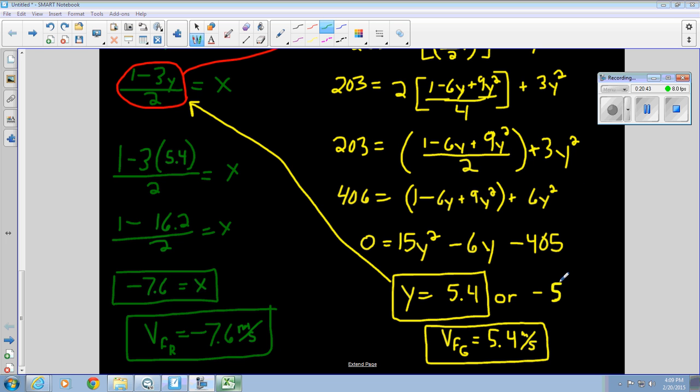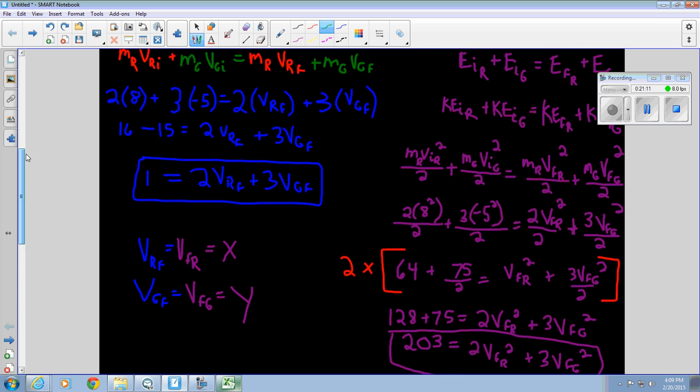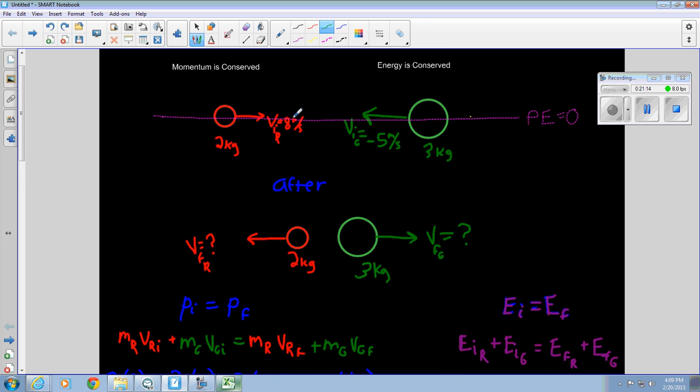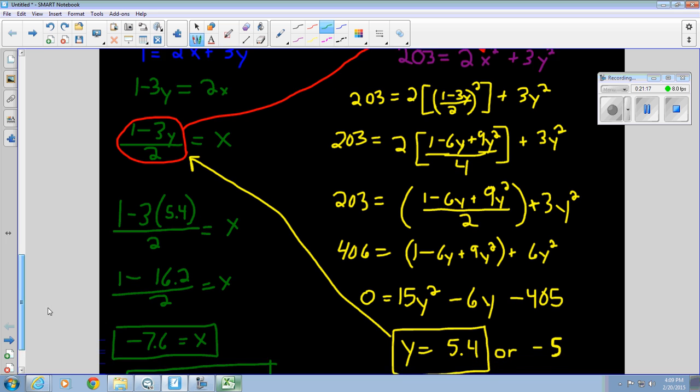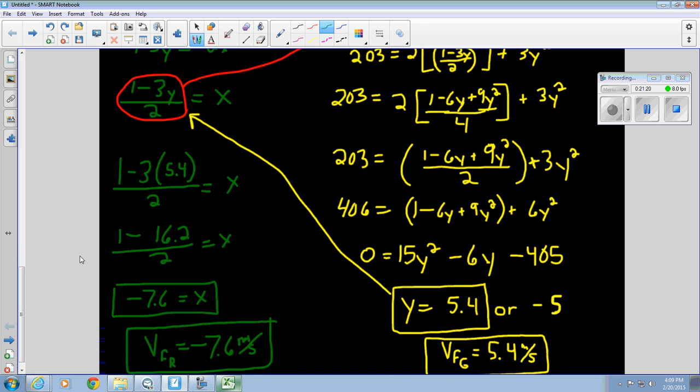And one thing of note, like I had said before with this negative 5 being the initial velocity of the green ball: if you want to double check yourself, plug this in for y, and you'd have negative 5 times negative 3 is positive 15, plus 1 is 16, divided by 2 would equal 8 for x. If you made this selection, you would be saying that x is 8, which was the initial velocity of the red ball. So we can deduce that after the collision, they're not going to have the same exact velocities. So we know we've made the correct choice. The velocity final of the red ball is negative 7.6. Velocity final of the green ball is 5.4.